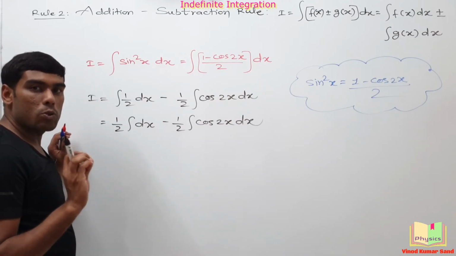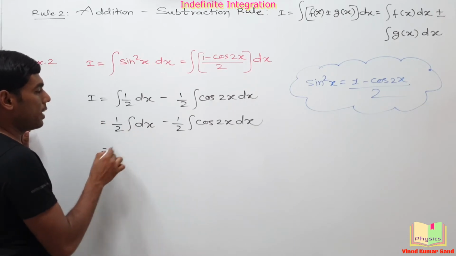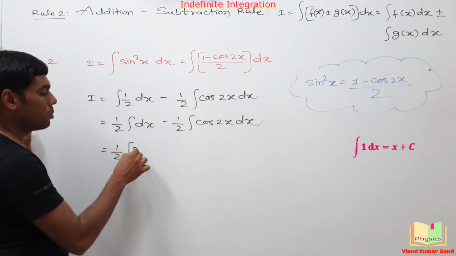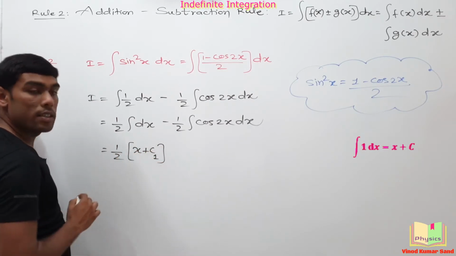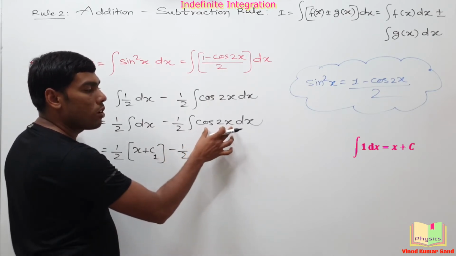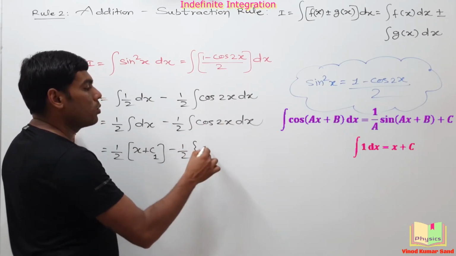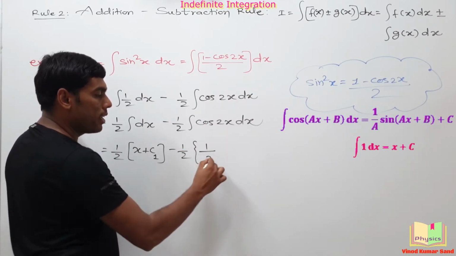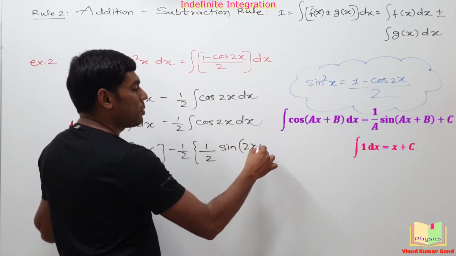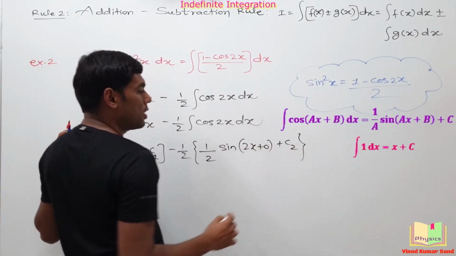Okay. Now we have to simplify these things. Integration dx. What will be its answer? You might remember its answer will come out to be x plus some constant c1, minus 1 by 2 outside, integration of cos(ax plus b). The answer will be equal to 1 by a, a is 2, sine of (ax plus b). B part is 0 plus some constant c2.